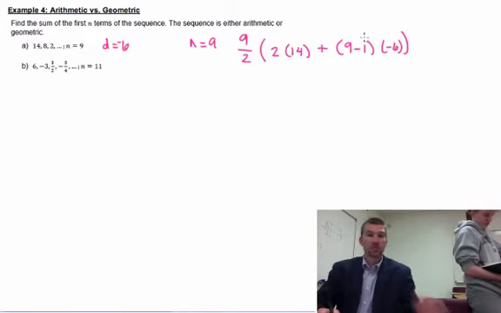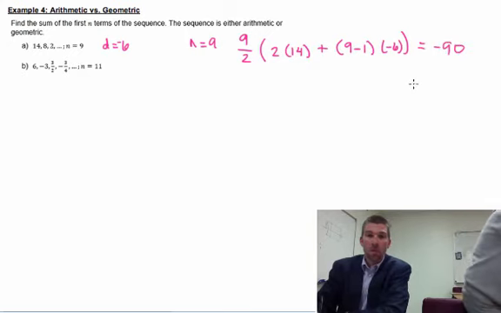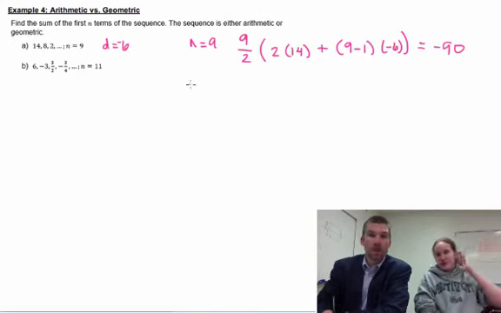I got negative 90 when I add those up. Okay, I felt really iffy about that 2 being there. I thought it was kind of weird, but it's supposed to be there, right? Yeah. So, negative 90.